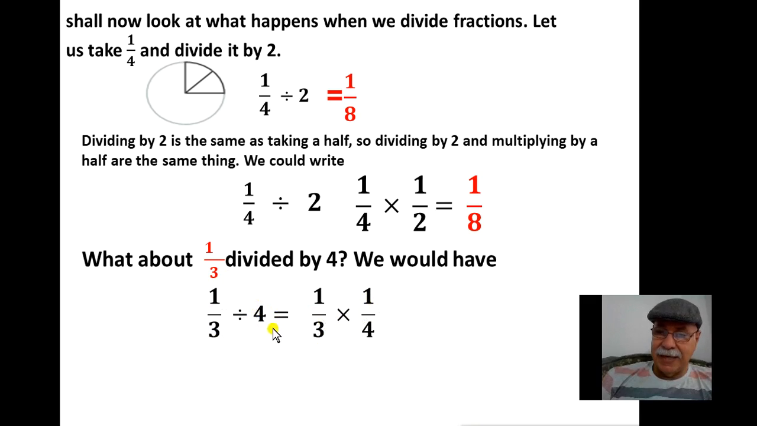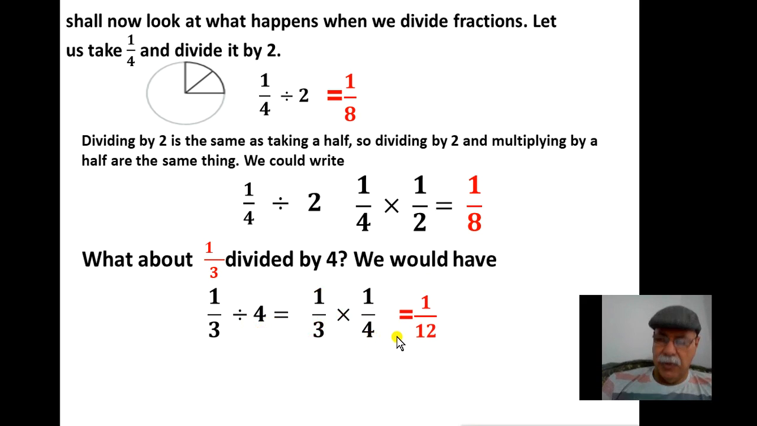The 1 here: whenever a number has no numerator or denominator, we put 1 as the denominator. If we see a whole number without any fraction, we put 1 as the denominator. So 1 times 1 is 1, 3 times 4 is 12.